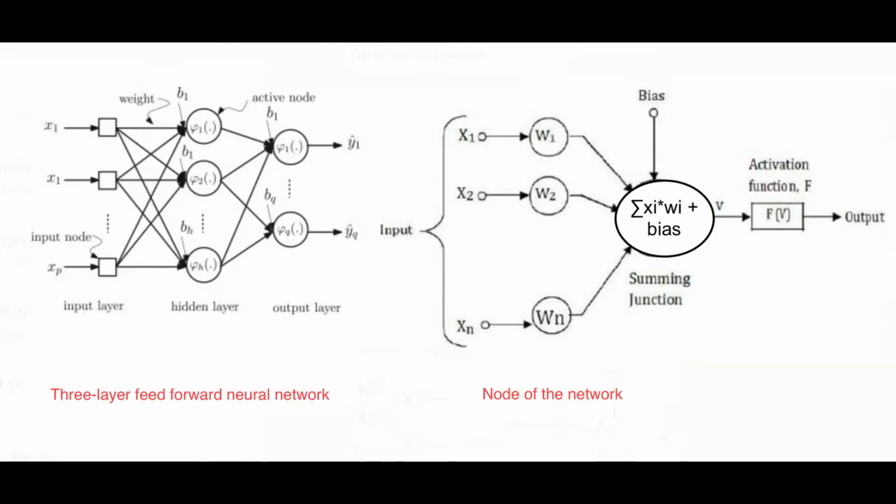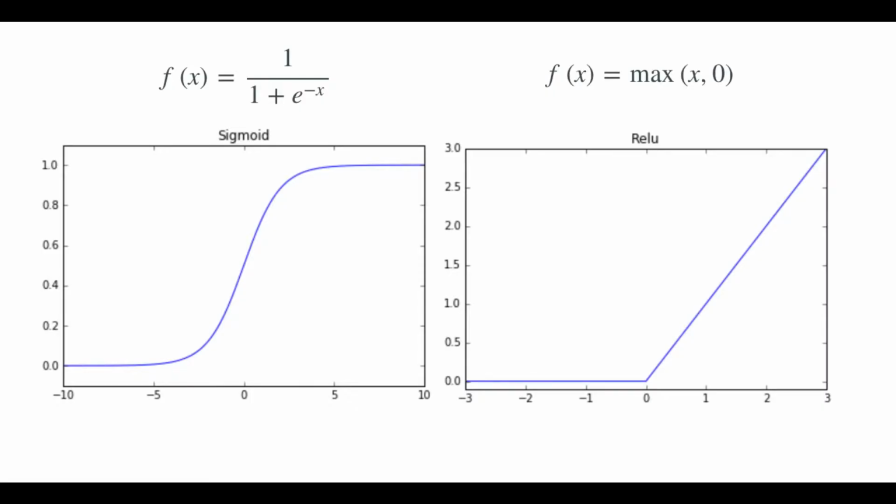Now, on the right side, we see the basic structure of a neuron. Bias is a constant which helps the model fit better for the given data. Given a linear combination of inputs and weights, the activation function controls how you pass the information on to the next layer. There are a lot of different activation functions. Here are some of them: the sigmoid function on the left and ReLU on the right.